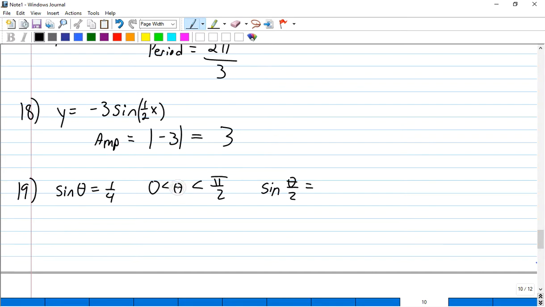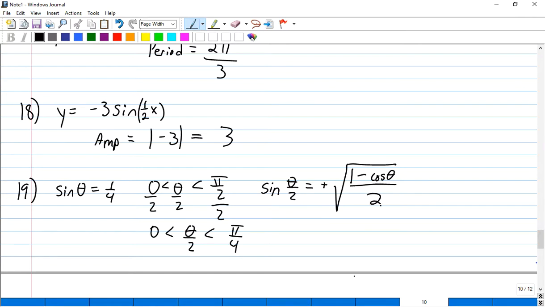This tells us that theta is between 0 and pi over 2. So theta over 2 has to be between 0 and pi over 4. That's important because that tells us whether we use a plus or minus with our formula. So this still tells us that theta is in the first quadrant though. So it's going to be a positive square root of 1 minus cosine of theta divided by 2.